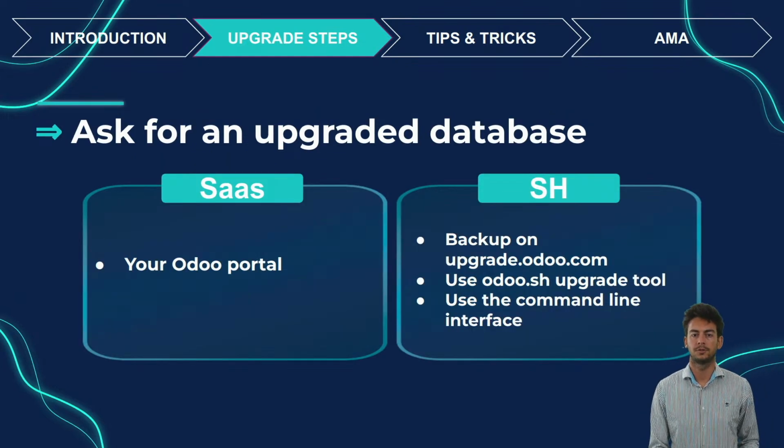So when you ask for an upgraded database, there are different ways of doing it. If you are hosted on SaaS, you can do it on your Odoo portal. And if you are hosted on Odoo.sh, there are different ways. You can upload a backup to upgrade.odoo.com. You can use the Odoo.sh upgrade tool, or you can use the command line interface. I will go into more detail on the three ways of doing it afterwards.